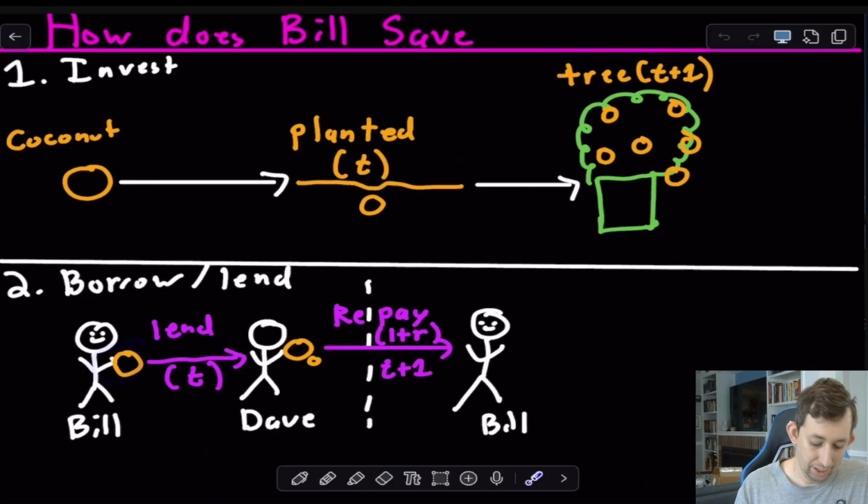So basically, that's what we're going to call investing. Way number two is that if Bill has a coconut and Dave does not have a coconut but wants to borrow a coconut from Bill, then Bill can lend out a coconut to Dave. And then tomorrow, Dave will repay Bill the coconut that he owes plus some interest rate, or 1 plus R.